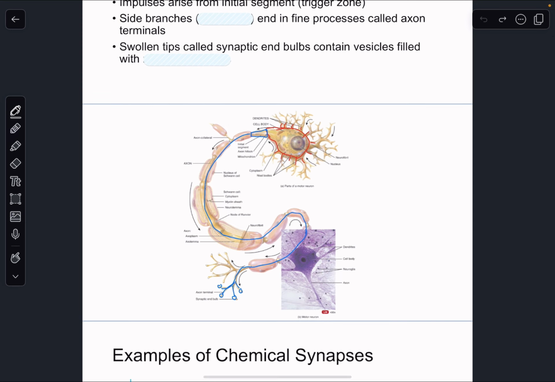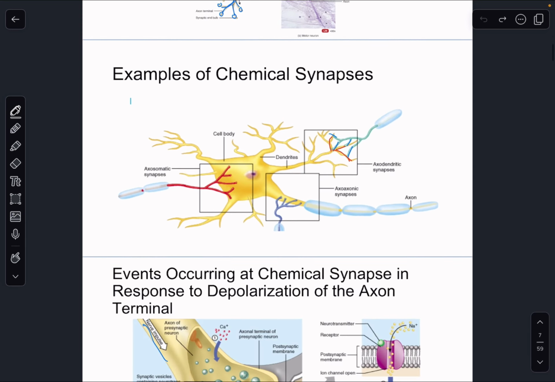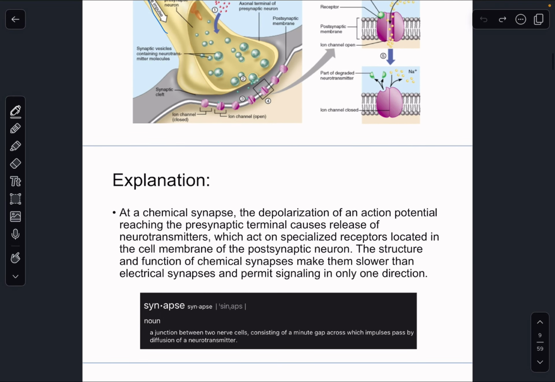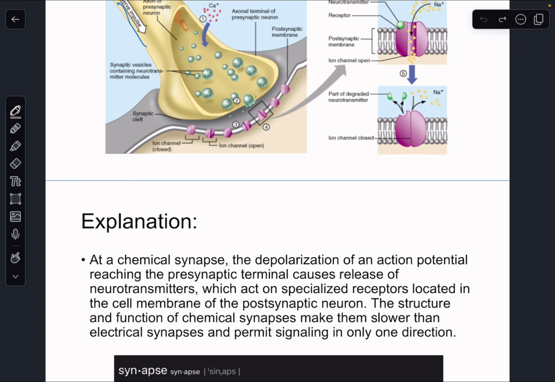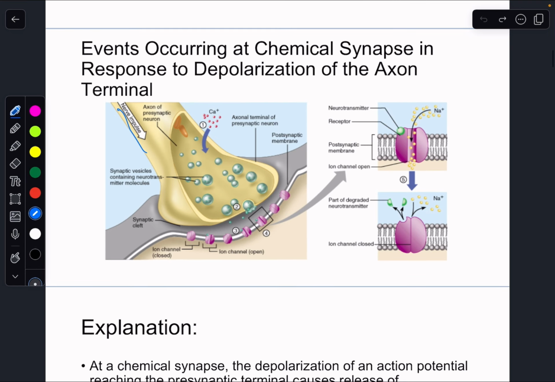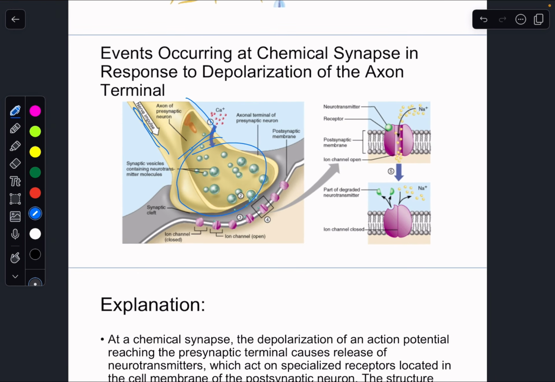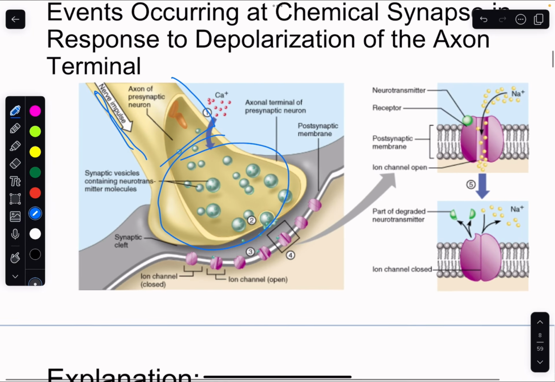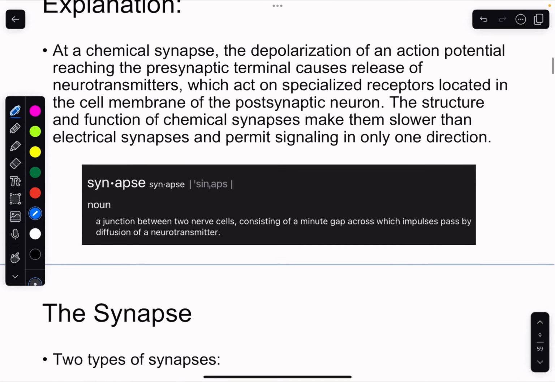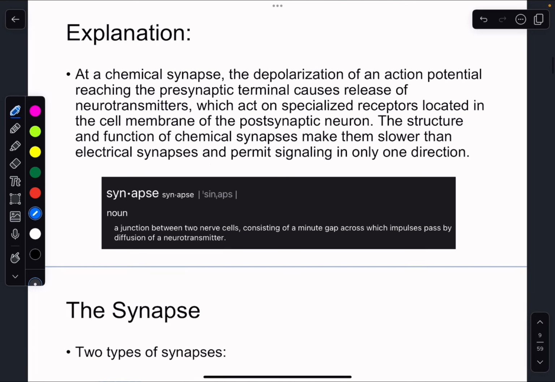All right, continuing on, we then have the chemical synapses. I'll give you the dictionary definition of a synapse: a junction between two nerve cells consisting of a minute gap across which impulses pass by diffusion of a neurotransmitter. Let me identify the parts first. If you recall, this is the axon terminal, and this little bulb at the end of the axon terminal is the synaptic end bulb. In the synaptic end bulb, they're filled with neurotransmitters right here. So if you look back at the definition of synapse, it's a junction between two nerve cells.